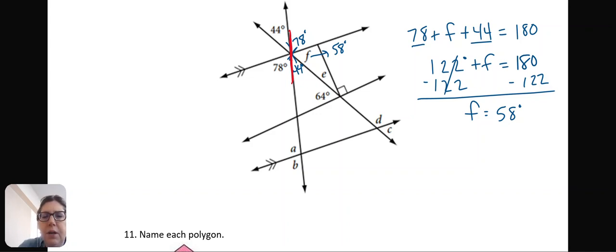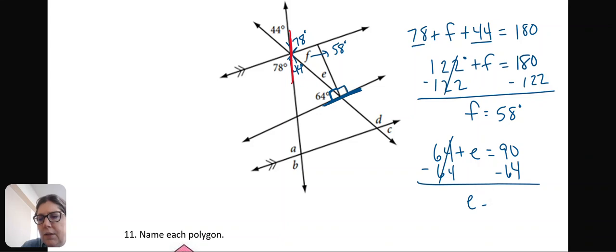Okay. Now let's see what else we know. Because I have a straight line here, and this is 90, that means the other side has to also be 90. So 64 plus E has to equal 90. So if I minus 64, then E is going to be equal to 26. It's a 2. It's a really bad 2, but it's a 2. So angle E is 26 degrees.